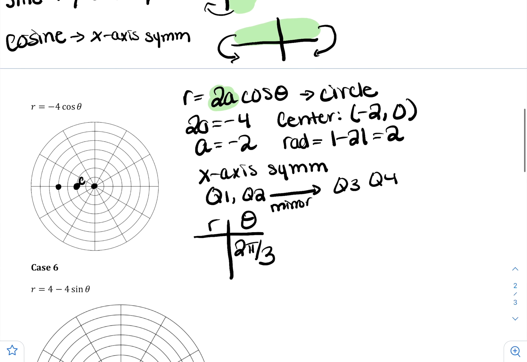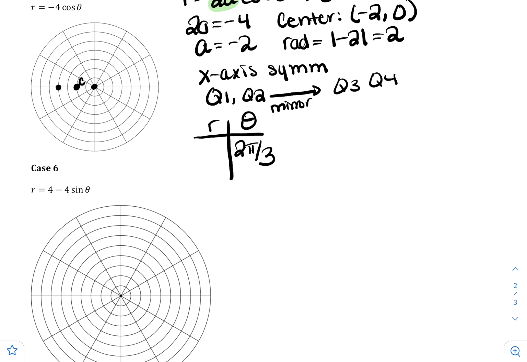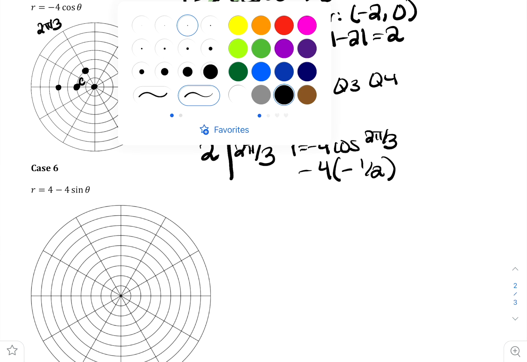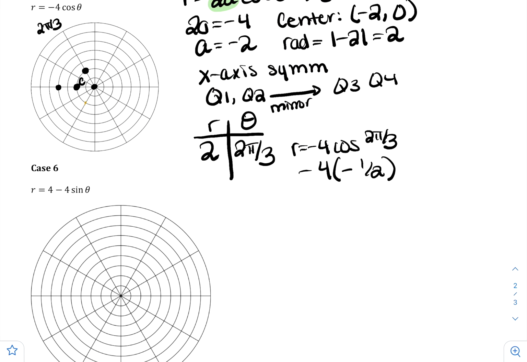So here, the reason I'm choosing 2 pi over 3 is because cosine has a reference angle of pi over 3 there. So it's going to be 1/2 or -1/2. So when I plug it in, I get r is equal to -4 cosine of 2 pi over 3. Cosine 2 pi over 3 is negative because it's in quadrant 2 and it's 1/2 like we discussed, which makes this a +2. So then I can graph it. 2 pi over 3 is right here, 120 degrees, 1, 2. Now I'm going to mirror that point, and I'll do it in a different color, to 4 pi over 3. So it mirrors to 4 pi over 3.